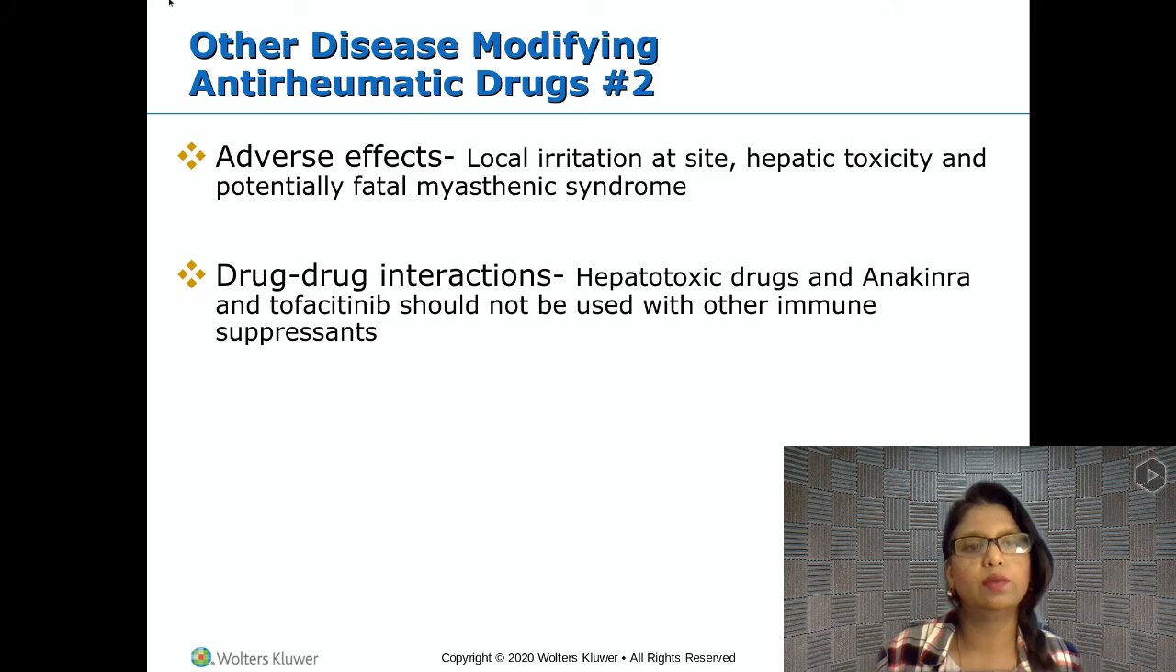That is just a little bit of review of the PowerPoint from the book, and I know it's a small recap, just a little review of what the book says about these medications.